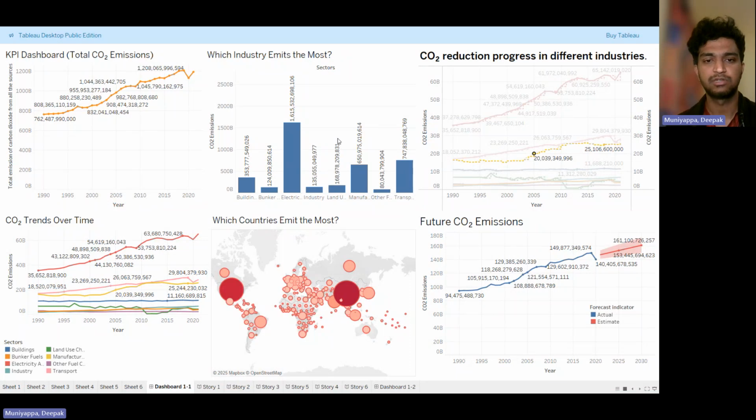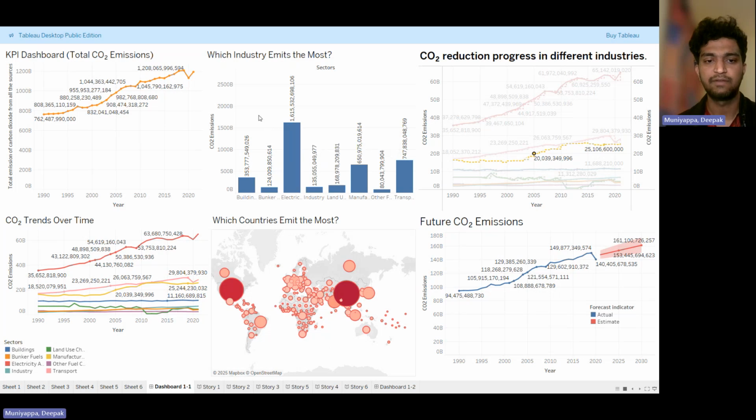So we hear about climate change all the time, and what do the numbers really say? How much have carbon dioxide emissions increased over time? Which industries and countries contribute the most to the issues? And most importantly, what can we learn from the data to make better decisions for the future?